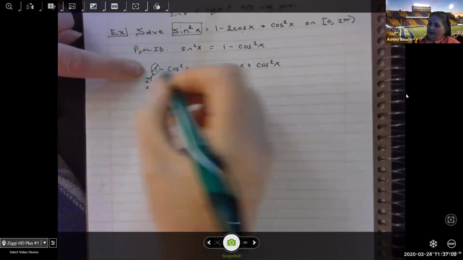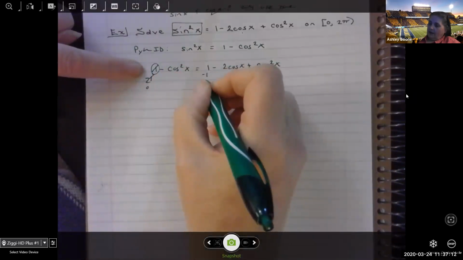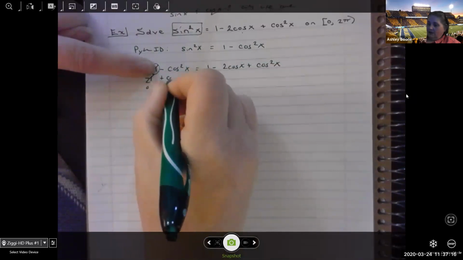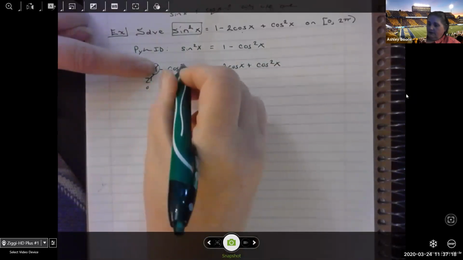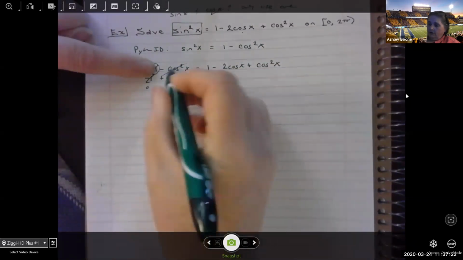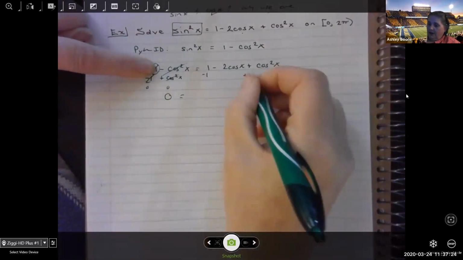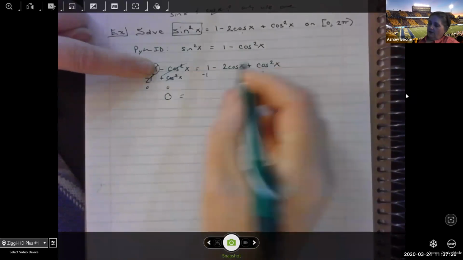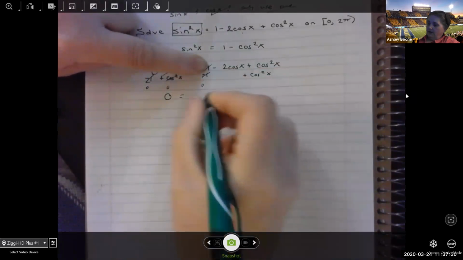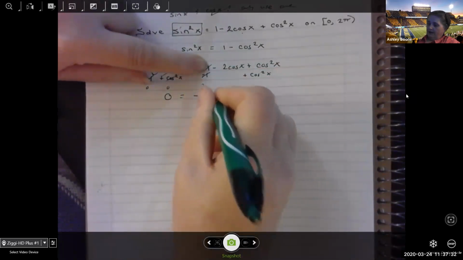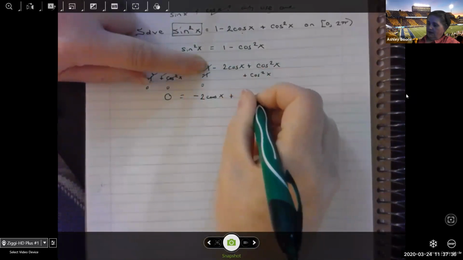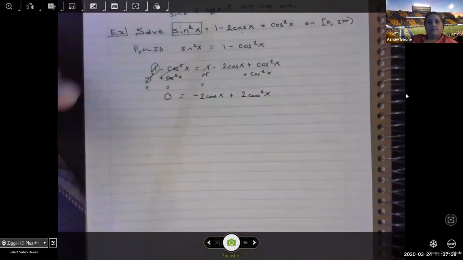Whatever I do to one side, I have to do to the other. I'm going to get rid of minus cosine squared by adding cosine squared x. Those cancel and give us a 0 on the left. Whatever I do on one side, I have to do on the other. So I get 1 minus 1, that canceled out. So I have a negative 2 cosine of x plus 2 cosine squared of x.